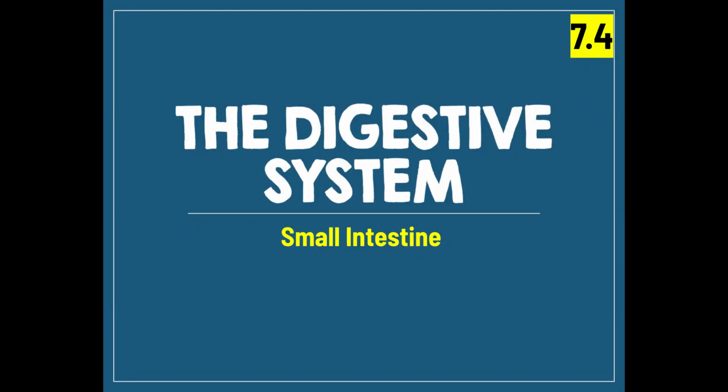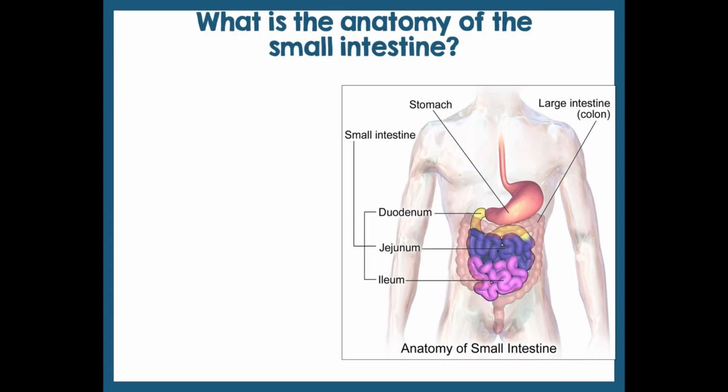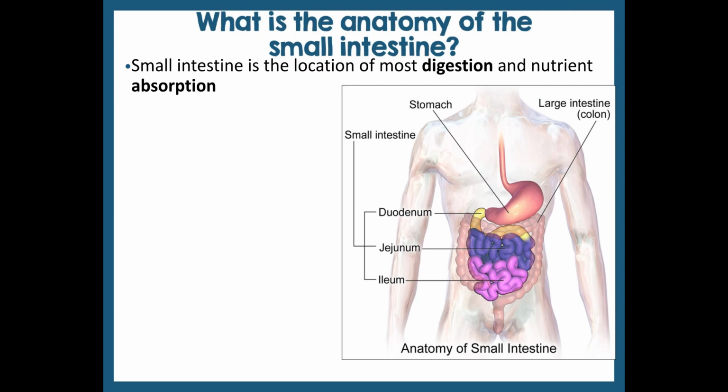Today we're going to talk about the structures in the small intestine and explain how these structures aid in nutrient absorption as you digest your food. So first, let's talk about the anatomy of the small intestine.